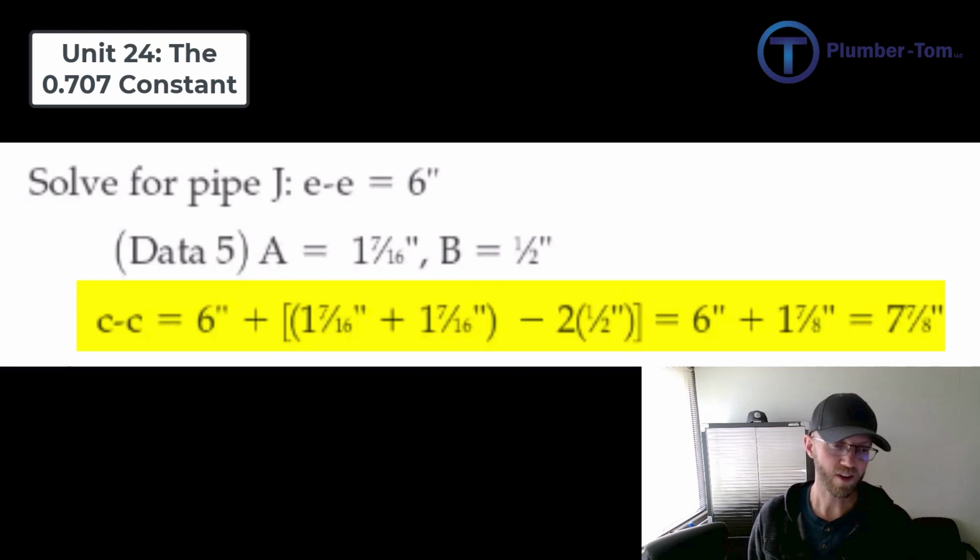So let's look at this. We've got center to center equals 6 plus, remember we're adding this time our fitting allowances. Most of the time we're subtracting, but in this case we have to figure out the center to center. So plus, in brackets, 1 7/16 plus 1 7/16, that's for both of those 45s, that's the same, minus 2 times 1/2. As we crank that out, we get 6 plus 1 7/8, and that's going to equal 7 7/8. So that's where our 7 7/8 comes from for our J center-to-center measurement.